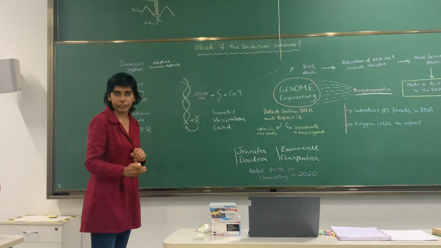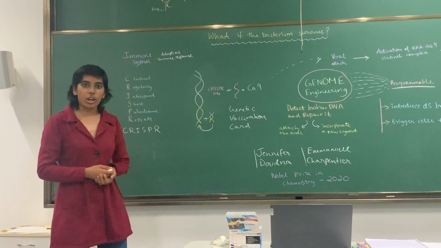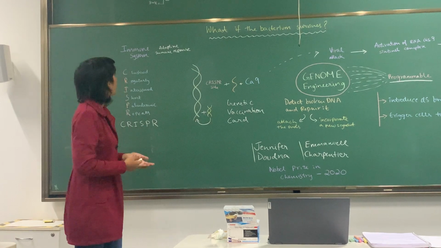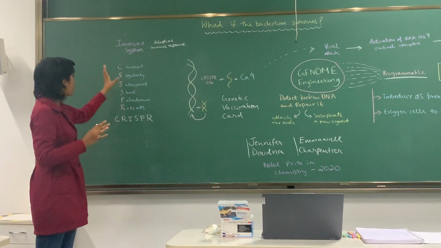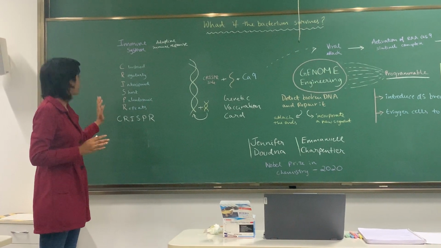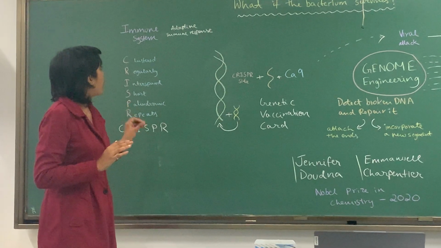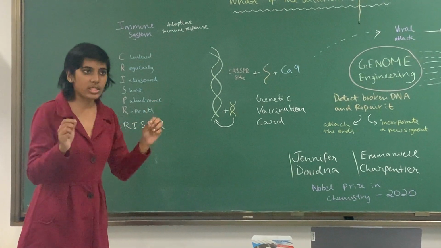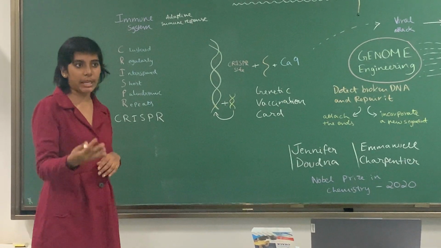If it survives the initial attack, then we are not the only organisms with an immune system. Even others have developed immune systems. A bacteria has an adaptive immune response called CRISPR, C-R-I-S-P-R. I'll get into the details of that in a while. What it does is basically, it stores the DNA within it to get back the next time.